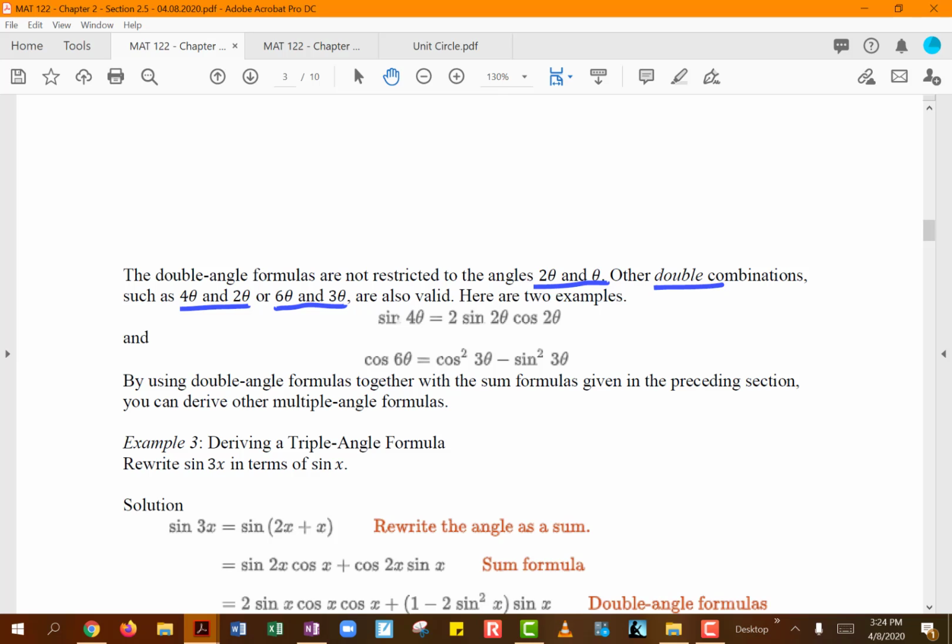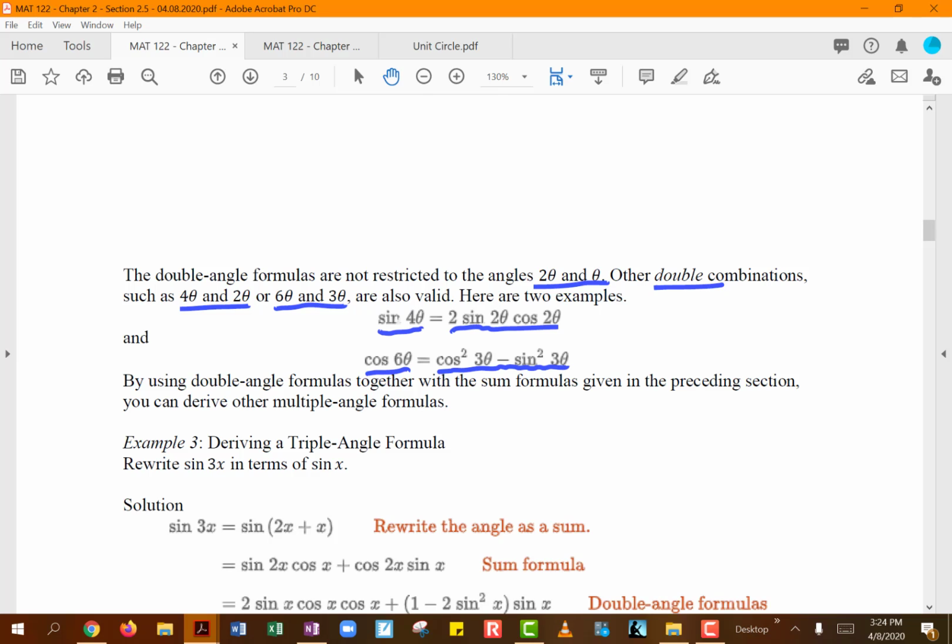So you can basically see if you are given sine of 4 theta, this 2 in the front will stay the same, but now your angles will become sine of 2 theta, cosine of 2 theta. Same thing with the cosine of 6 theta. You can actually rewrite these as cosine squared of 3 theta minus sine squared of 3 theta.